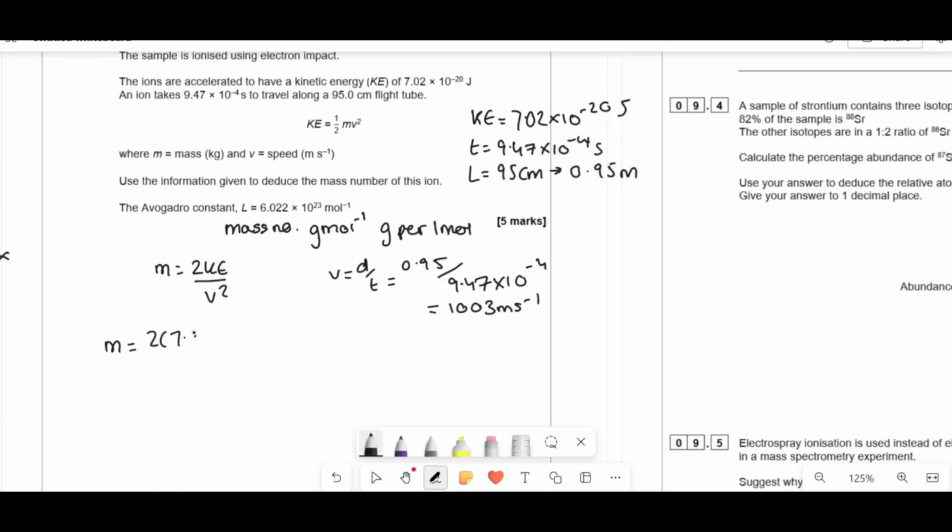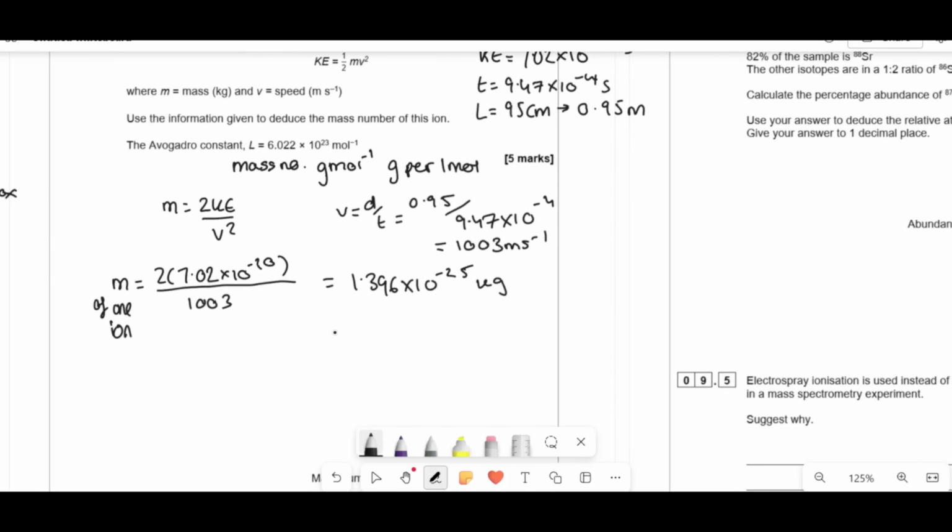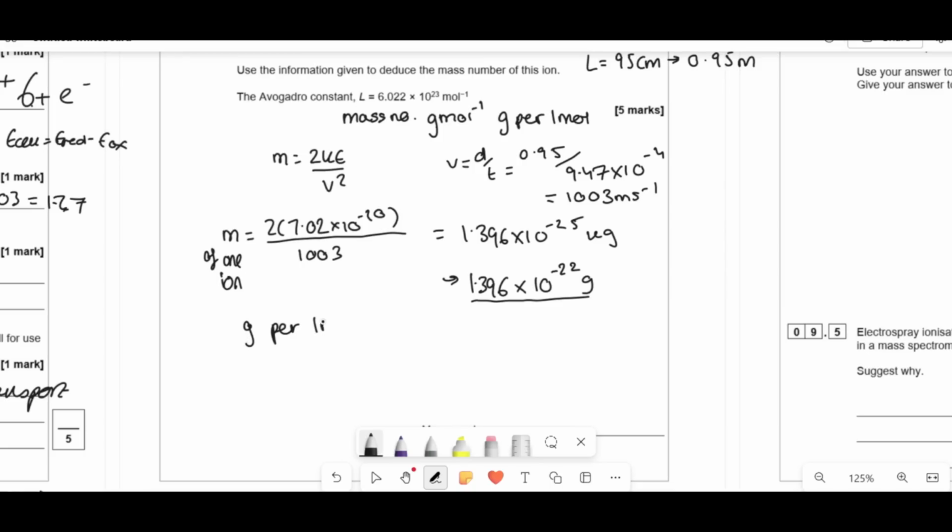Mass equals 2 times 7.02 times 10 to the minus 20, all divided by 1003 squared, which is going to equal 1.396 times 10 to the minus 25 kilograms. But what are we actually working out the mass of? Everyone loves doing this, and they don't know what they're doing. This is the mass of a single ion, of 1 ion. The question wants the mass number of the ion, which is grams per mole. So we've got kilograms, we need to make this grams, so it's going to be 1.396 times 10 to the minus 22 grams, right? But that's the mass of 1 ion. So they want the grams per 1 mole, right? We only have grams per 1 ion.